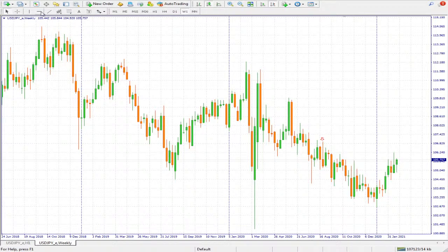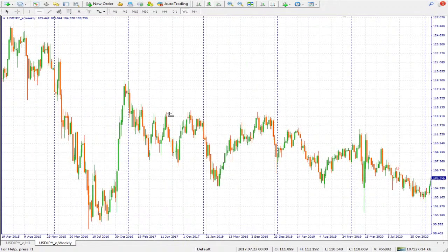Like when you have a resistance level, look at this level here. You have a very good resistance level here. Then you find an engulfing candle around that level. That is genuine. It will likely push the price to the lower side.